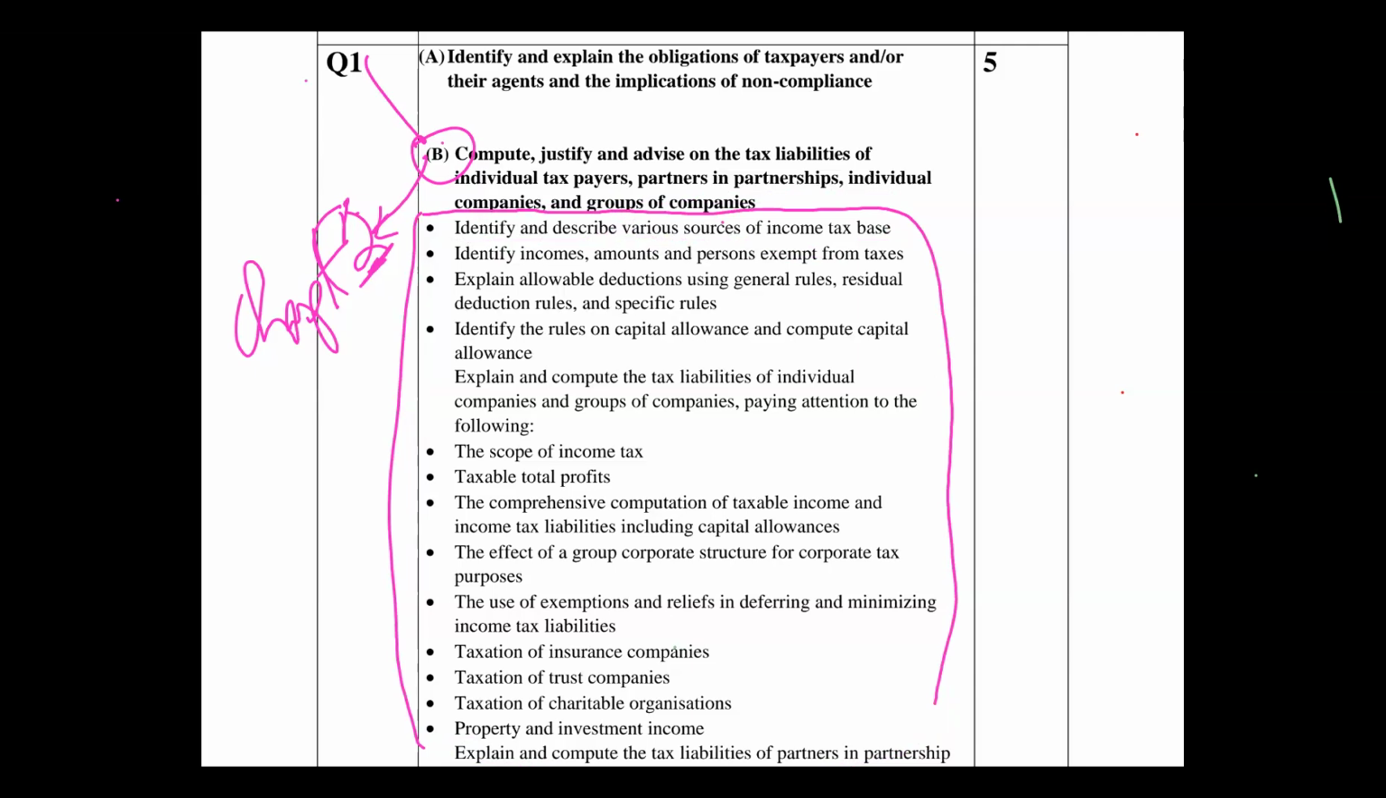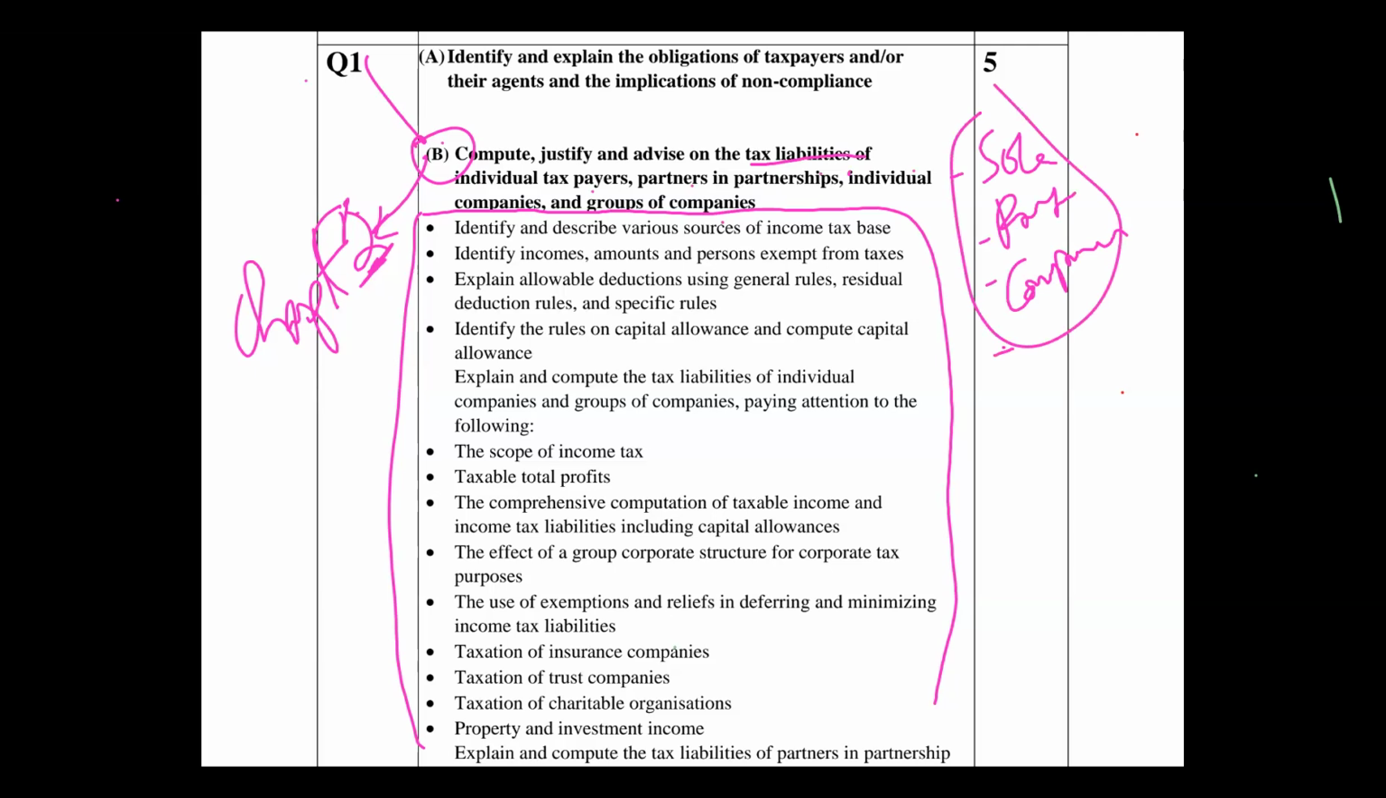So if I'm reading on B, computing, just for advice on the tax liabilities: individual taxpayers, partners in partnership, individual income. It's talking about sole proprietorship, which is the individual, partnership, how to compute partnership, and how to also deal with companies and groups of companies. If there are consolidated companies, I have to find their tax liability. So all these are here.